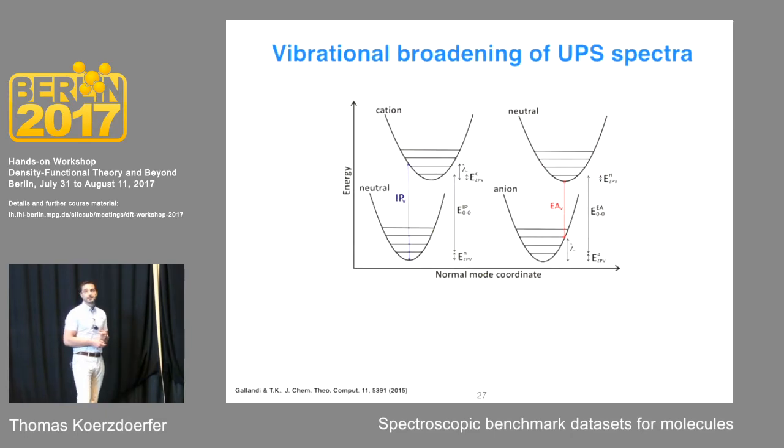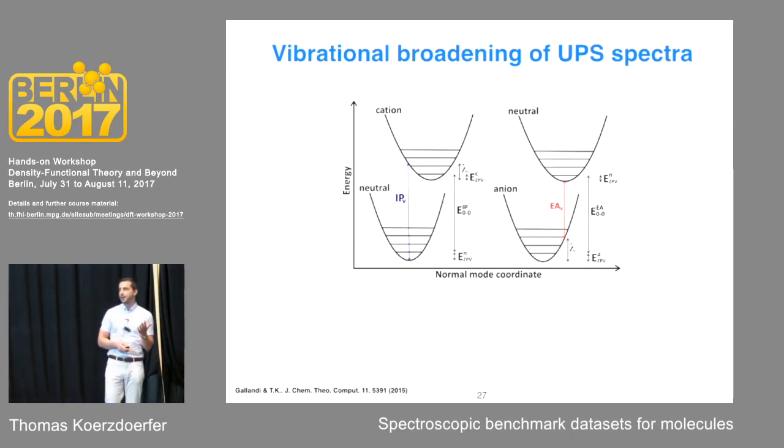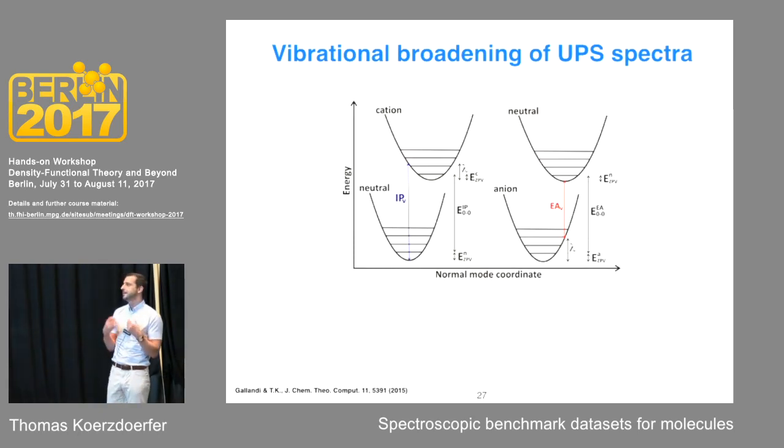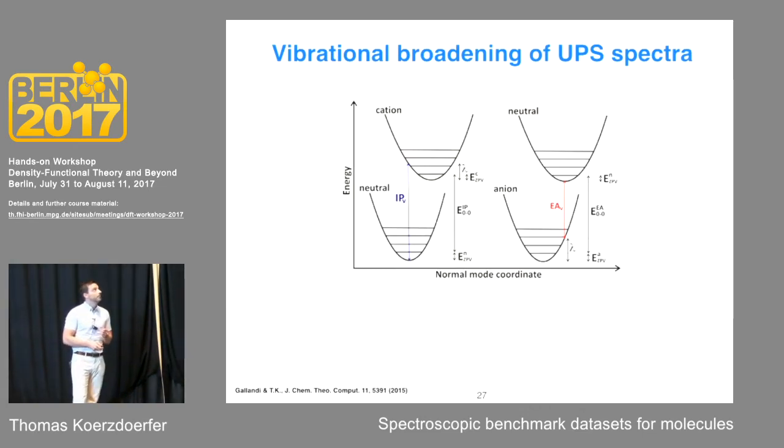So let's do this. The best thing we can compare to, if you were interested in IPs and EAs, are gas phase photoelectron spectra with the best resolution that we get. So we search for really well-resolved photoelectron spectra in gas phase, because that's how our calculations are done in gas phase. Okay? Then we did a Franck-Condon analysis.